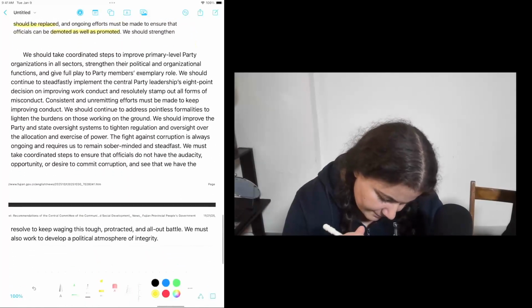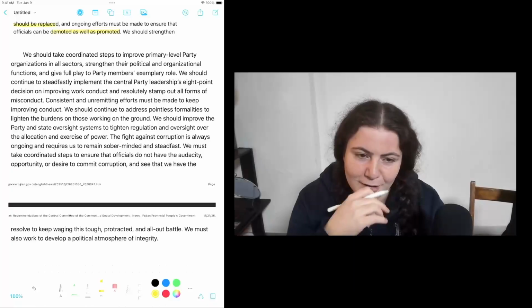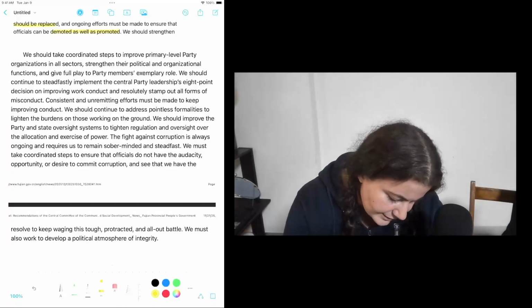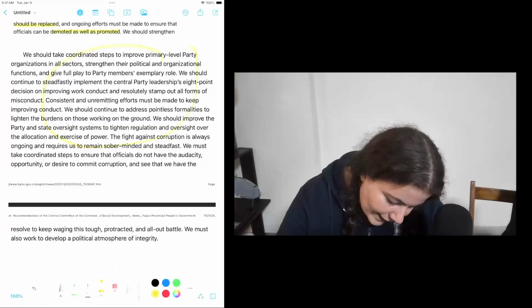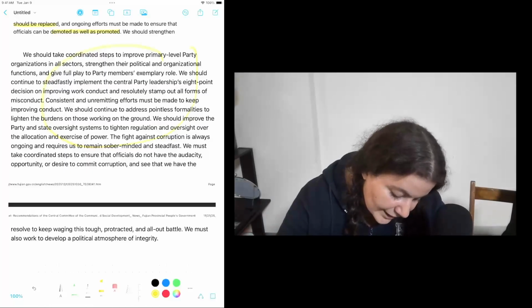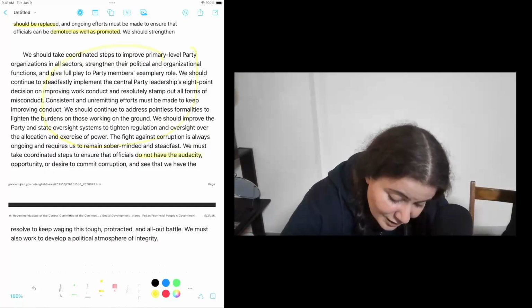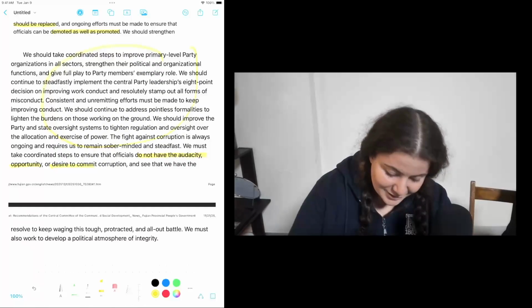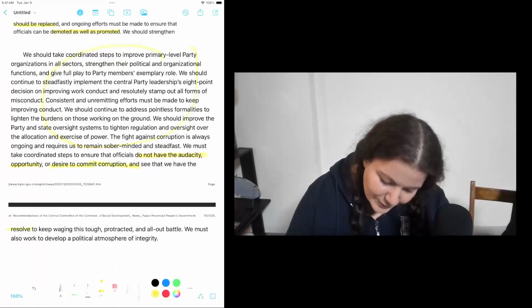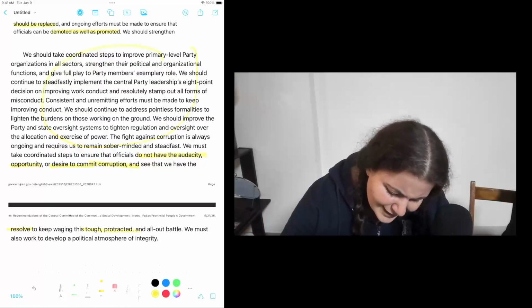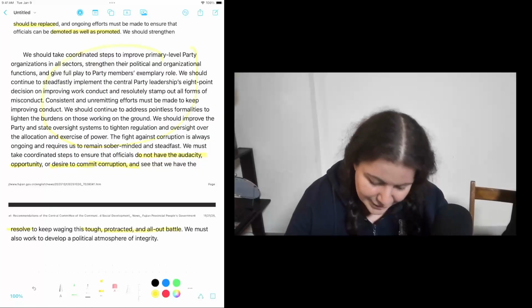And then this one was also, I think this was a paragraph following the one before, but the first part is, we should implement this, do that. Now look at the last part. The fight against corruption is always ongoing and requires us to remain sober-minded and steadfast. We must take coordinated steps to ensure that officials do not have the audacity, opportunity, or desire to commit corruption, and see that we have the resolve to keep waging this tough, protracted, and all-out battle. We must also work to develop a political atmosphere of integrity.